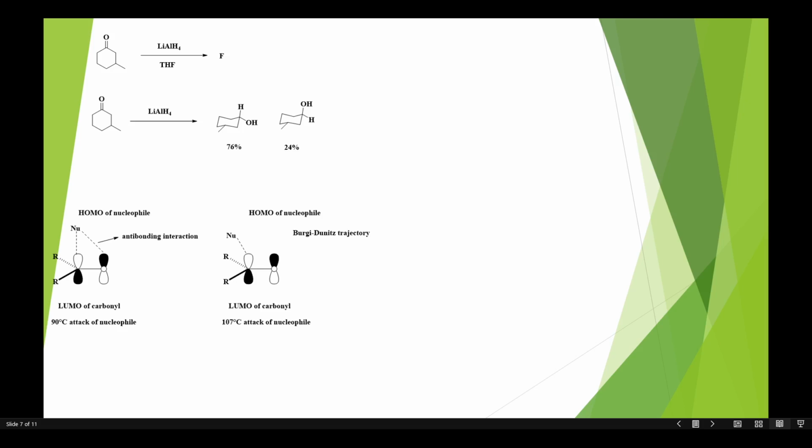If you want more detail, you can see Clayden's book also, on how the molecular orbitals of any carbonyl group react with any kind of nucleophile. Suppose you have a carbonyl group, and in the alpha position you have a halogen group. In that case, how will their HOMO and LUMO be, and how will it react? Suppose I will show you.